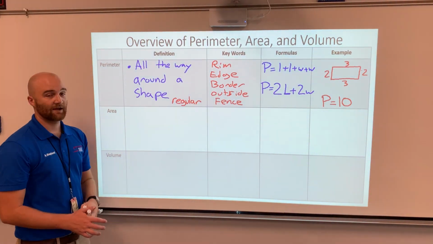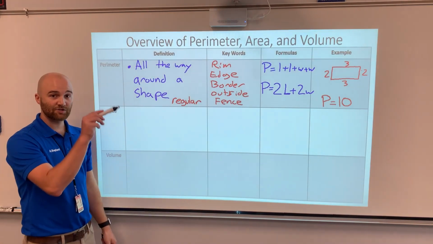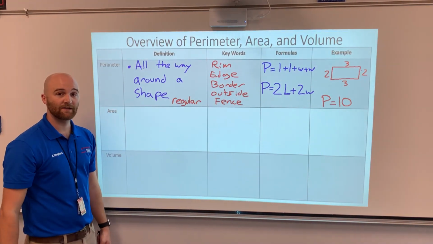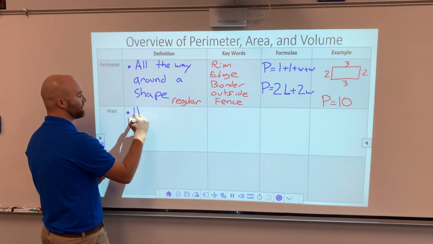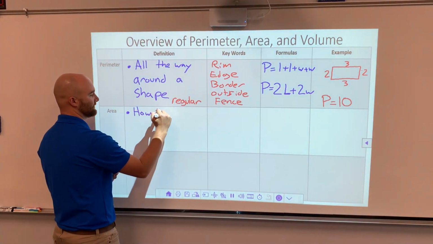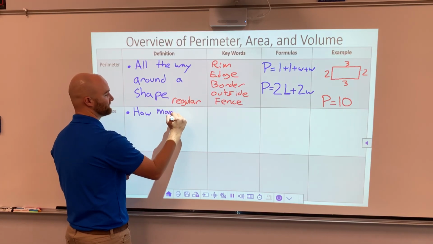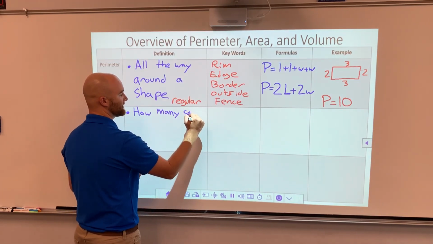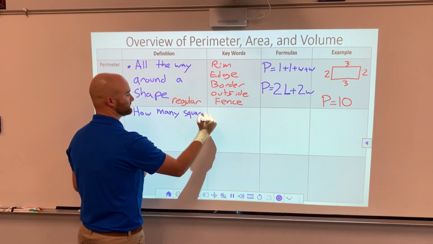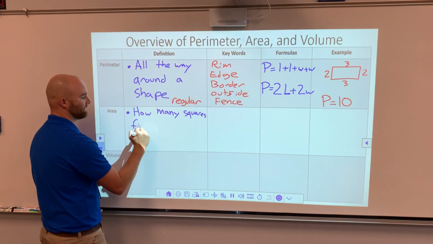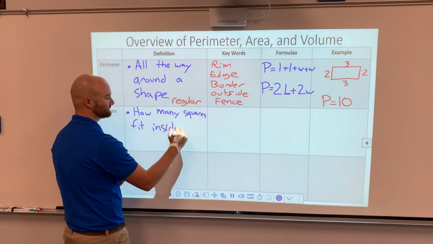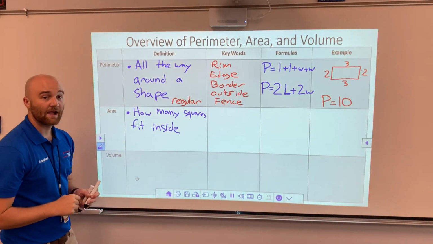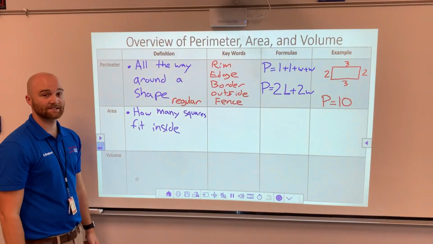Let's talk about area now. Area, remember, is the measurement of how many squares will fit on the inside. So this is how many squares fit inside. Okay, how many squares would fit on the inside?